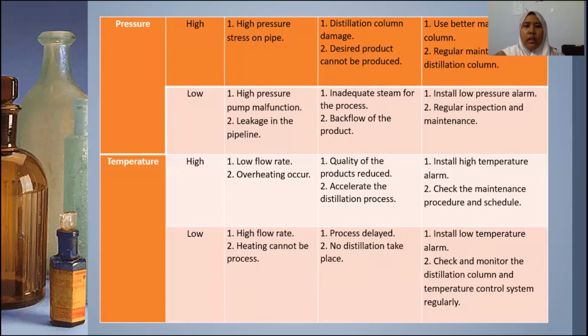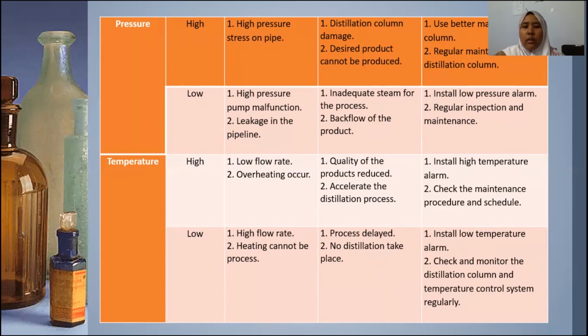Last but not least, for the distillation column, under process parameter temperature, on high temperature, it can cause low flow rates and also overheating might occur. So its consequences can be the quality of the product will be reduced, and also the distillation process accelerates. So what can we do is install a high temperature alarm and check the maintenance procedure and schedule.